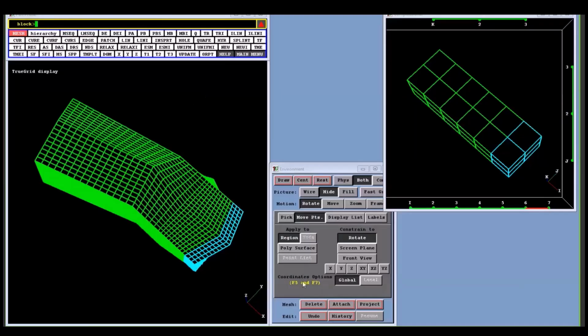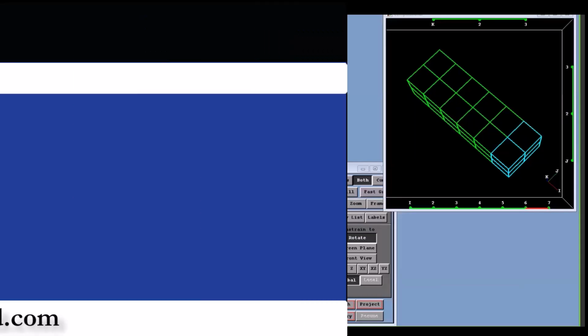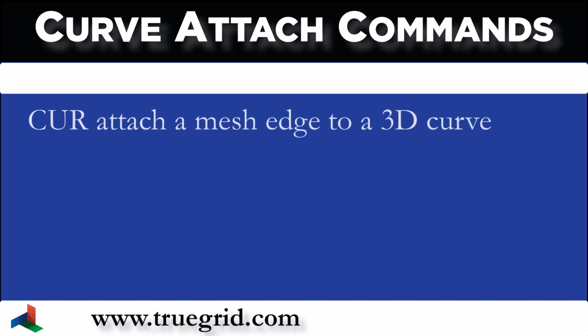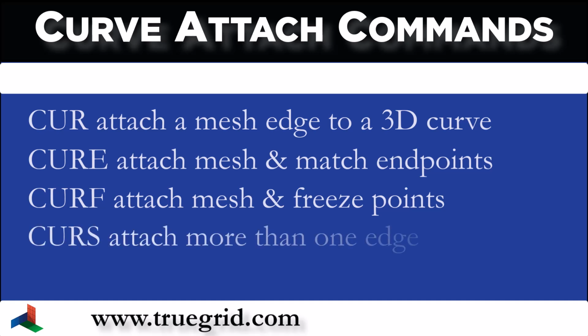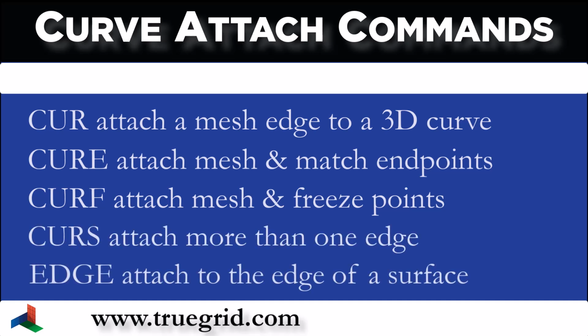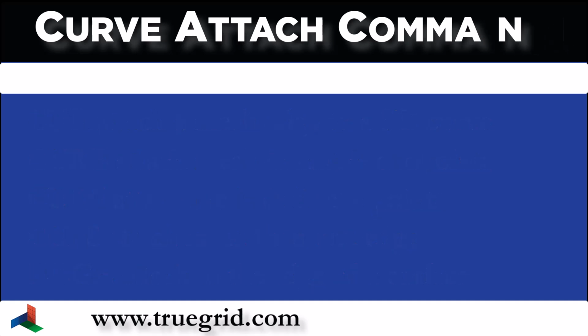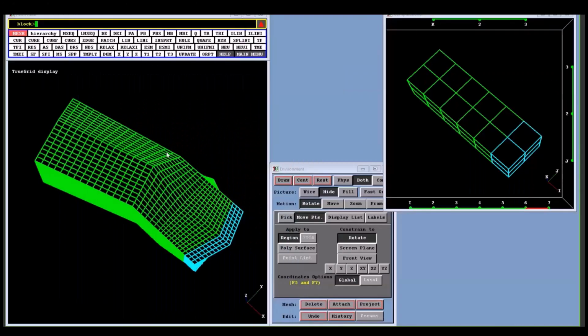Now, another purpose for the Attach button is attaching to a curve or an edge of a surface. And we have 5 different ways to do that. But in all cases, it's changing the initial coordinates of an edge of the mesh before it gets projected. So it's initialization of a different form. Now, the default is CURS. Now, I'll show you these by creating a curve and starting to attach to that curve.